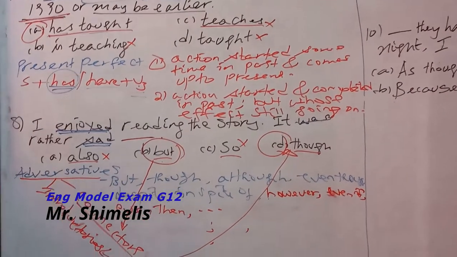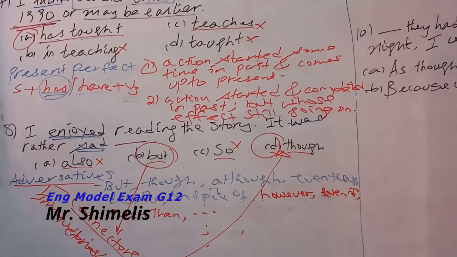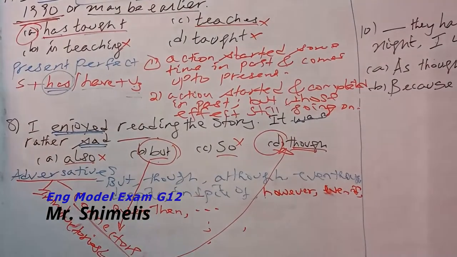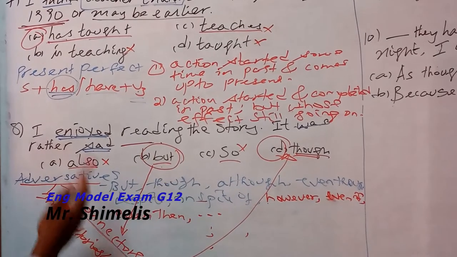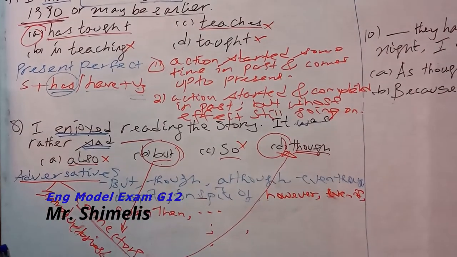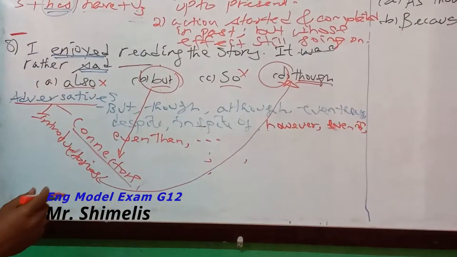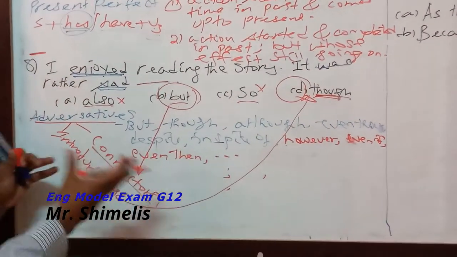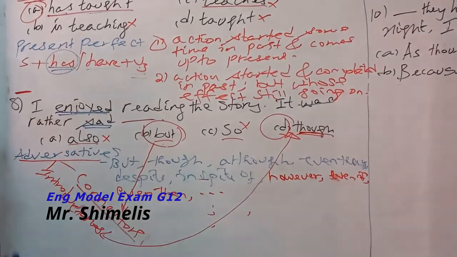By the way, this is also the Americans' use of though in conversation, especially in oral communication. The Americans use though at the end. So when you read out this sentence, it reads like this: I enjoyed reading the story. It was rather sad, though. So though is a contrasting conjunction, which usually comes either at the beginning of the sentence or at the end of the sentence. In this case, at the end, so we prefer though over but, because but is a connector and usually comes between the two clauses. That's why we prefer though over but, okay?